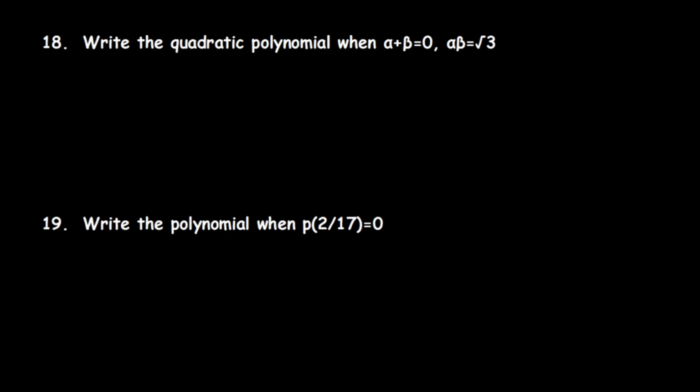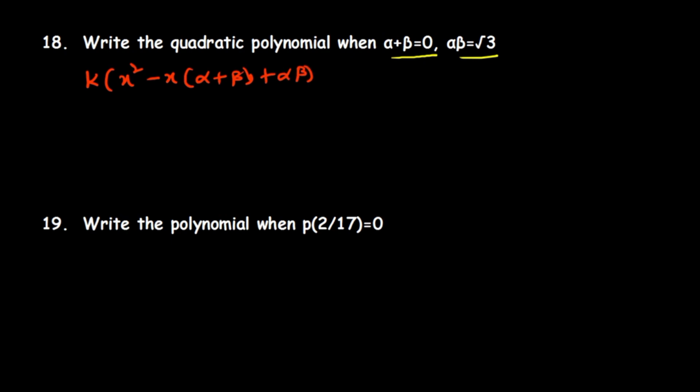And let us continue our topic. So alpha plus beta is given here and alpha into beta is given, that is root 3. Write a quadratic polynomial. This is a very easy question, right? That is the formula we have to use: k into x square minus x into alpha plus beta plus alpha beta, right?